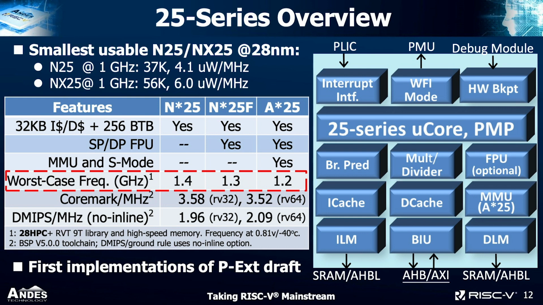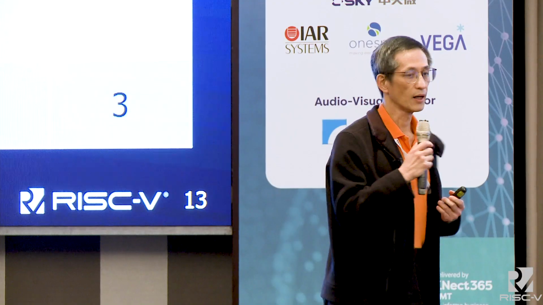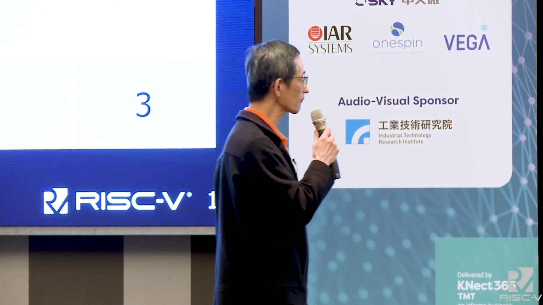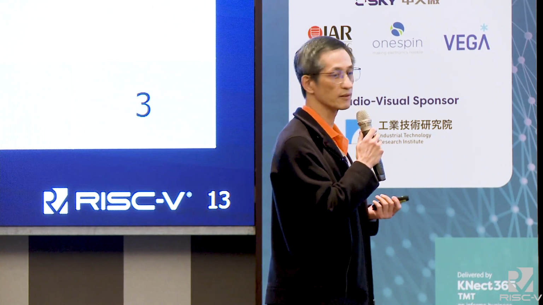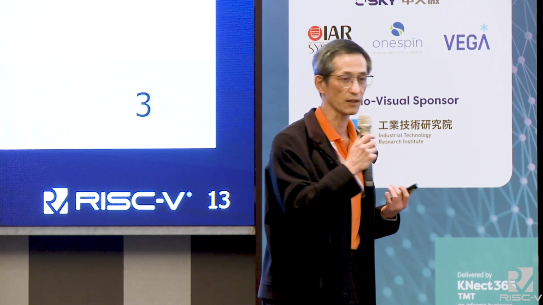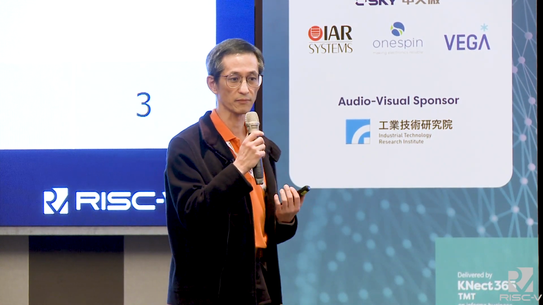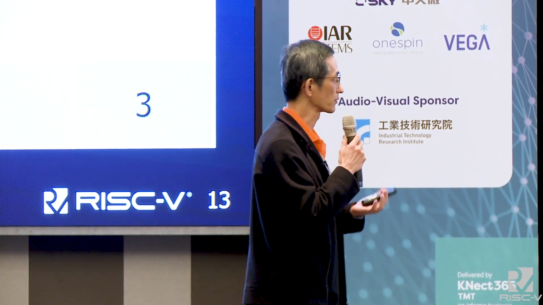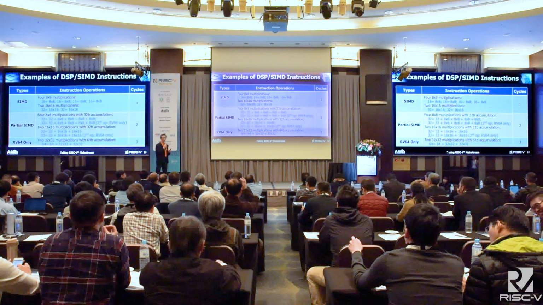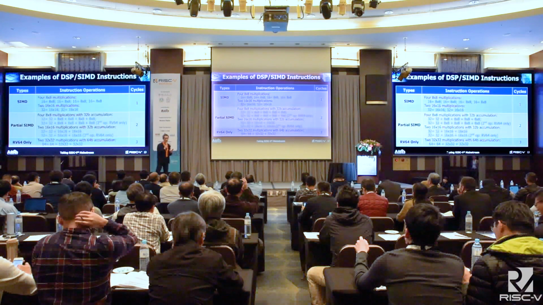And today we're going to show you the first implementation of the P extension. Here I want to highlight some of the more powerful instructions from the P extension. So in the SIMD version, you can have, for example, up to 4 8x8 multiplications, and then write the result to 16-bit storage. Or you can have 2 16x16.